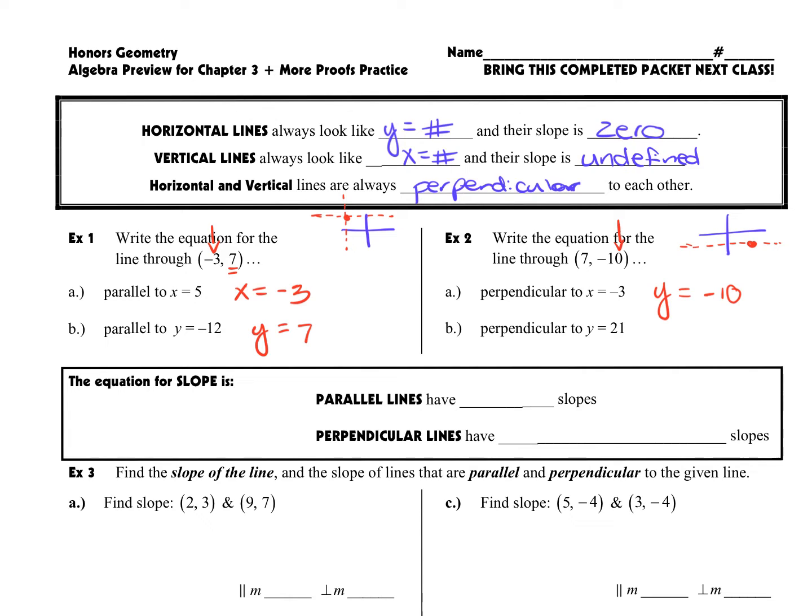On our next one, we want to be perpendicular to the equation y equals 21. So it's a horizontal line. Our perpendicular line is going to be an x equals then, and we're going to want it to look like that vertical line passing through that x coordinate, so x equals 7. So it's really important for you to understand that the horizontal and vertical lines have this particular form, what their slopes are, and that they're always perpendicular to each other.